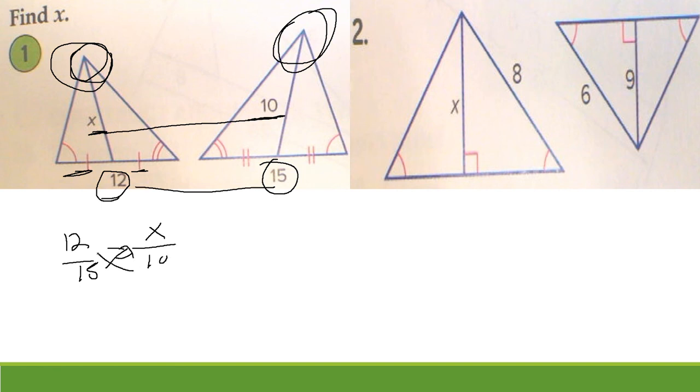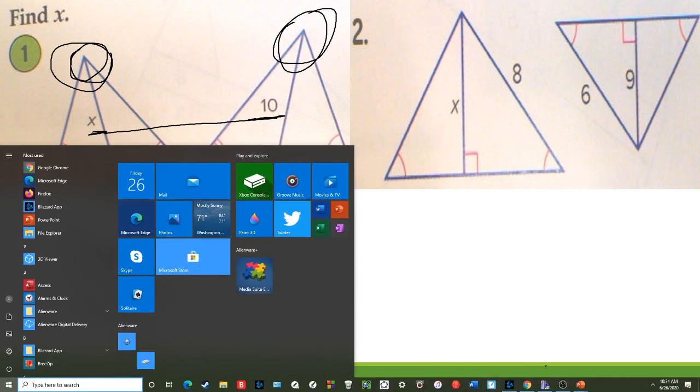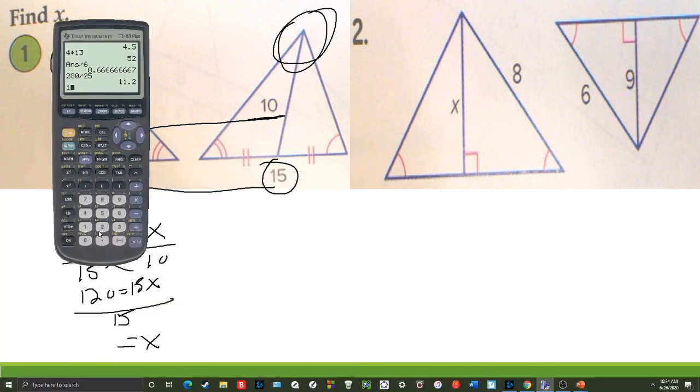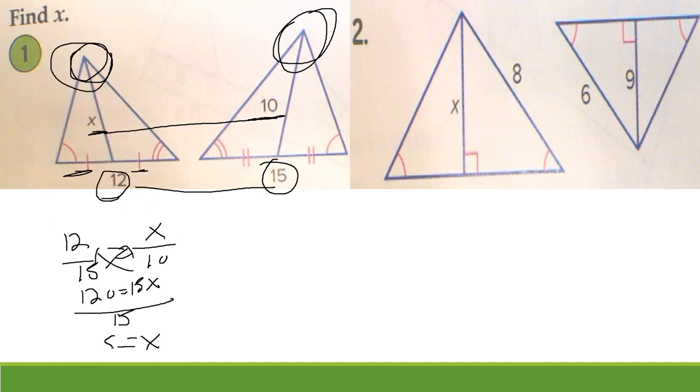And then cross. So 120 is equal to 15x. Divide by 15. And we'll get x is equal to 8, right? 120 divided by 15 should be 8. Yeah. I could do it in my head. So that would be how big x is.